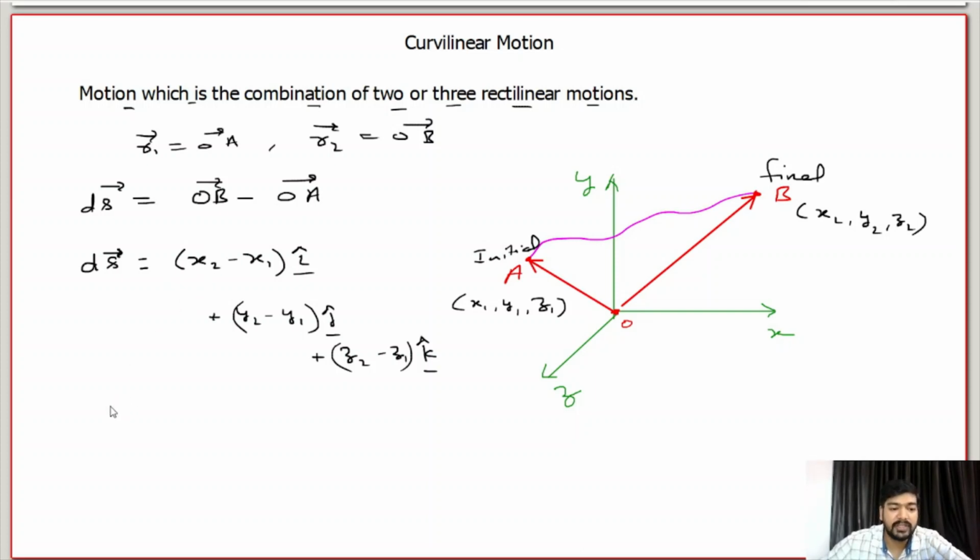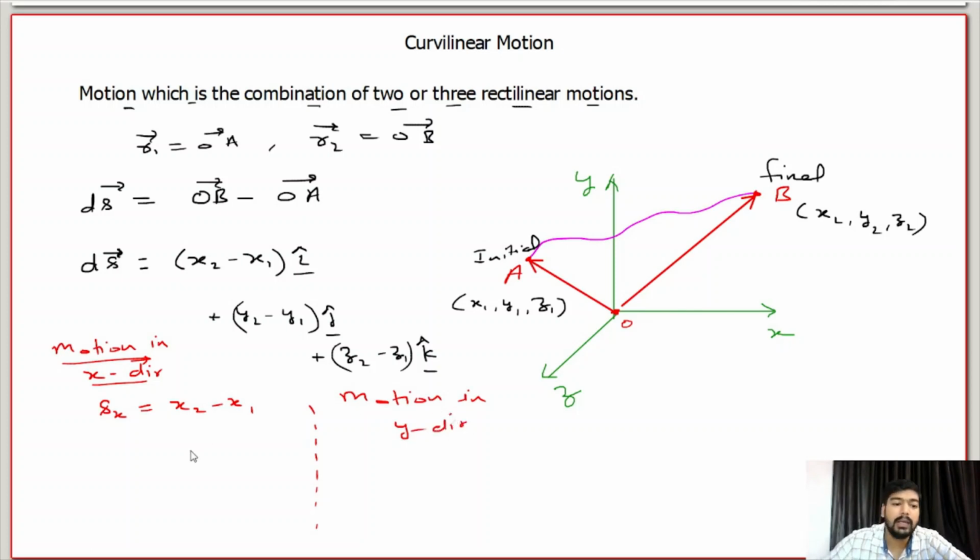For sake of simplicity, I'll take sx equals x2 minus x1, because this is the motion in the x direction. Same for the motion in the y direction. I'll break it down just like this: sy equals y2 minus y1. Clear?